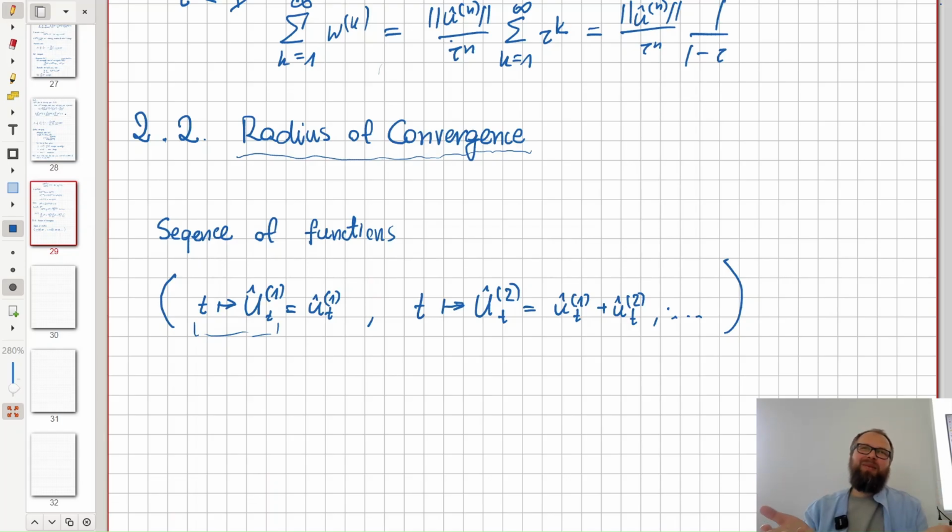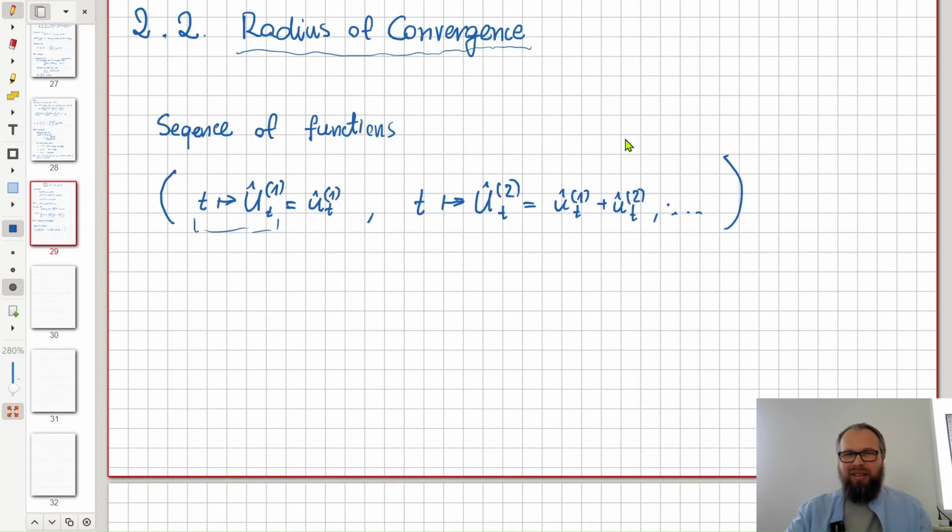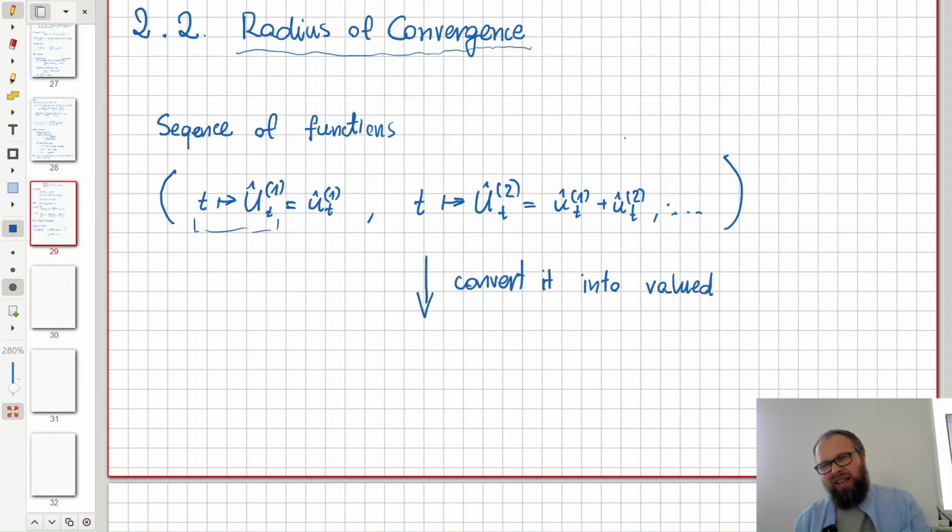Well, the easiest, most straightforward way would be to just take it and convert it into a sequence of valued terms. With functions, the easiest way you can do is simply evaluate your function for some given argument, right? So we can simplify this problem by converting it into a valued sequence.